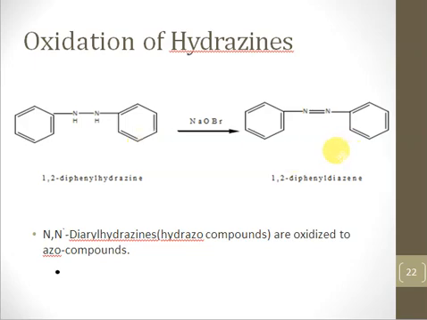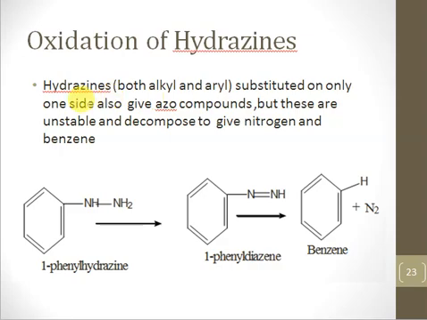So remember that when you have to oxidize this hydrazine into this azo compound, always ensure that you have two substituents on these nitrogen atoms, otherwise this oxidation will not occur. Let's consider that we have a system in which there is one substituent, right?